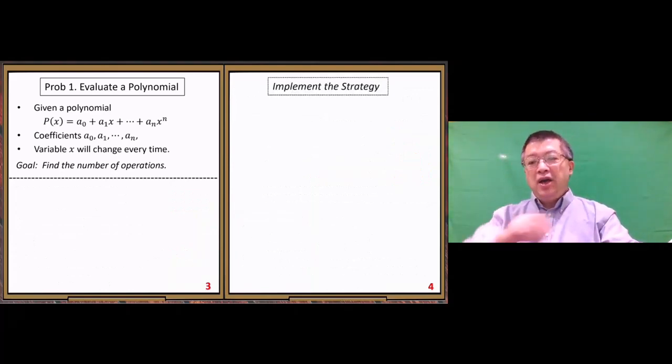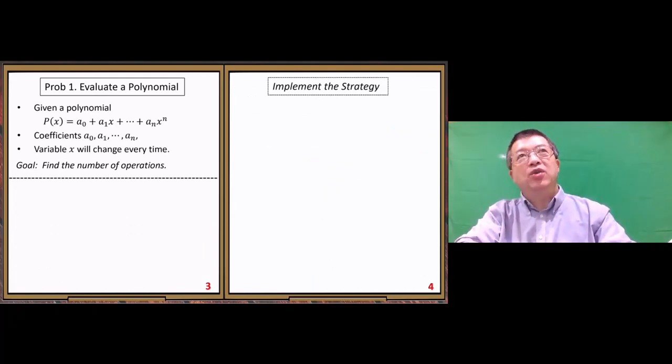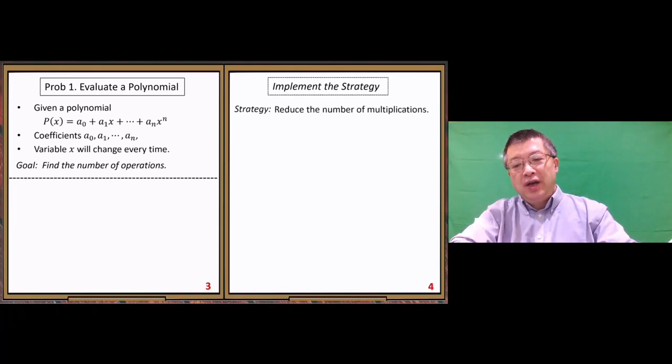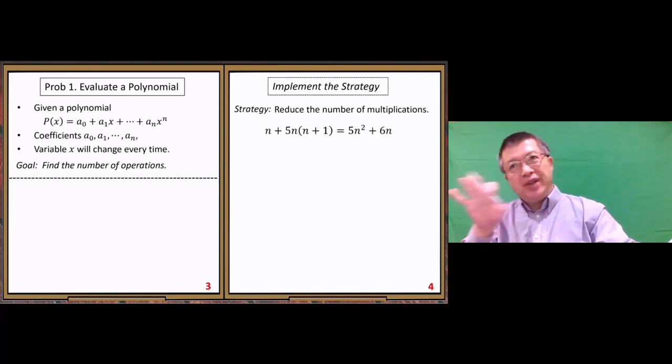Next, implement the strategy. We have the strategy. So the next step, we need to consider the implementation details. All right, so we inherit the strategy from the previous slide. And we want to look at the total cost expression.